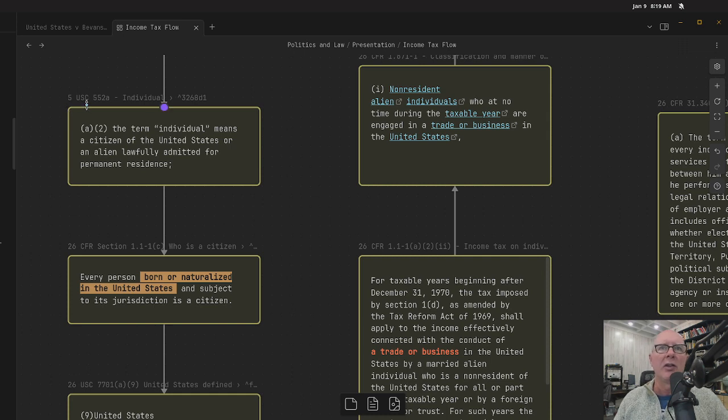So up here, you'll see these are USC, these are the actual laws, and then the CFR is the stuff the IRS wrote. Supposedly they didn't actually write this, but whatever.